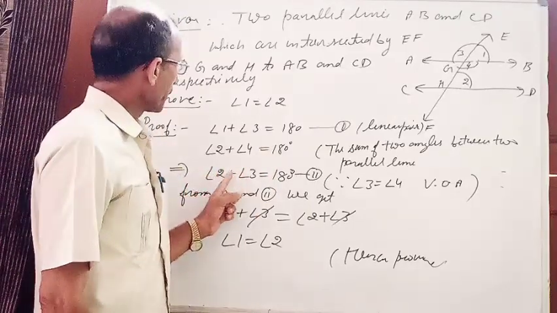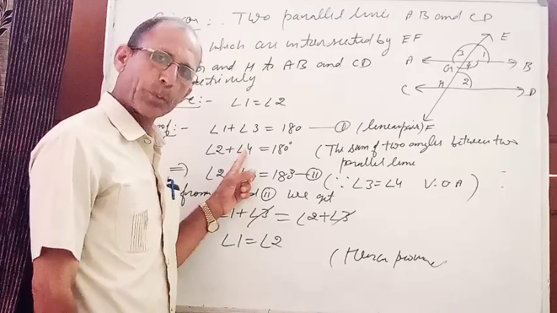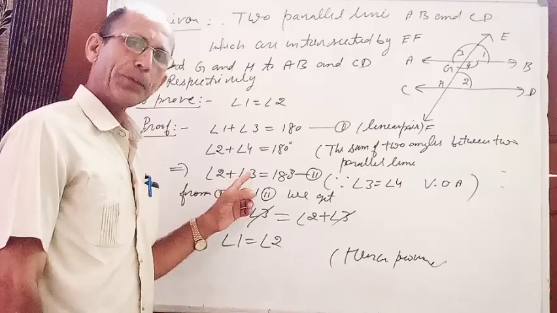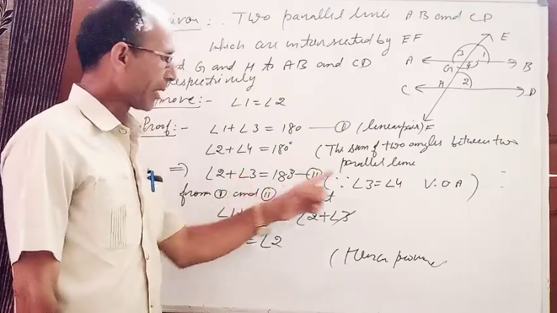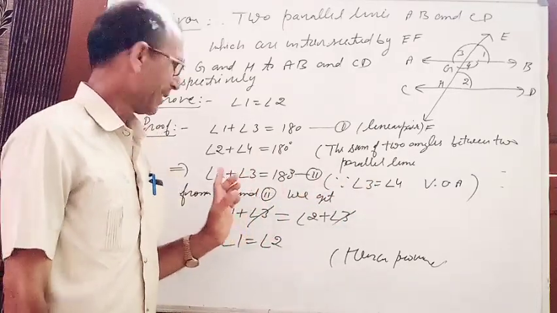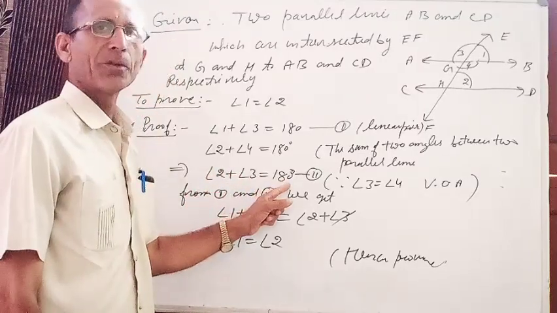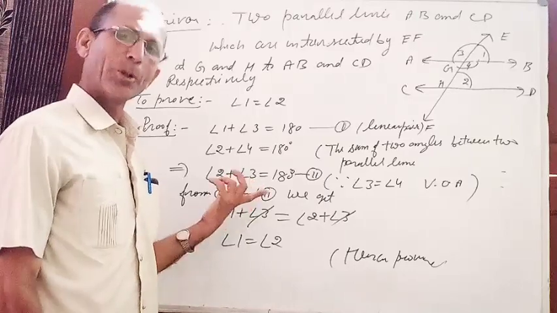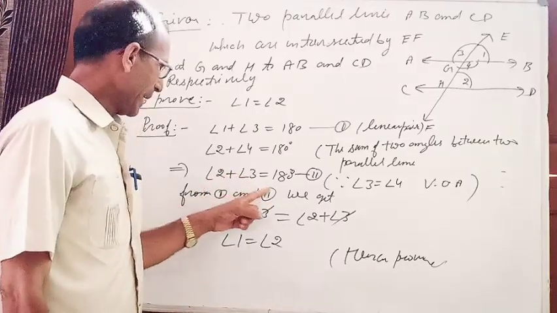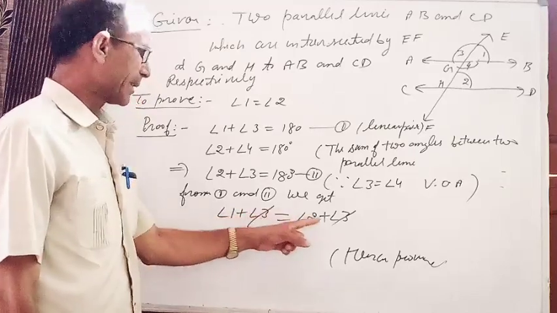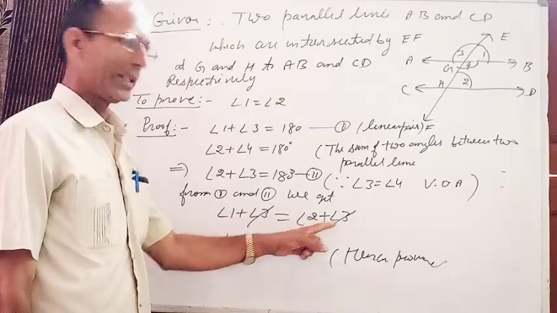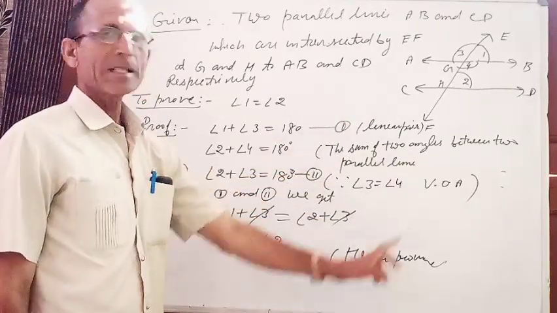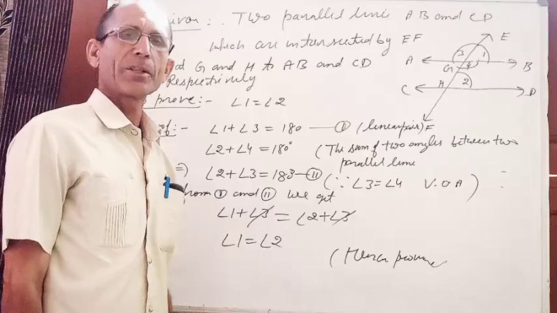Angle 2 plus, I change 4 into 3 because 3 and 4 are equal. There will be no problem if I write 3 here, because 3 and 4 are vertically opposite angles. So 2 plus 3 is equal to 180. Both are equal. So from 1 and 2 we get angle 1 plus angle 3 is equal to angle 2 plus angle 3. 3 will cancel 3, so angle 1 is equal to angle 2. So this is proved. So the theorem is over.